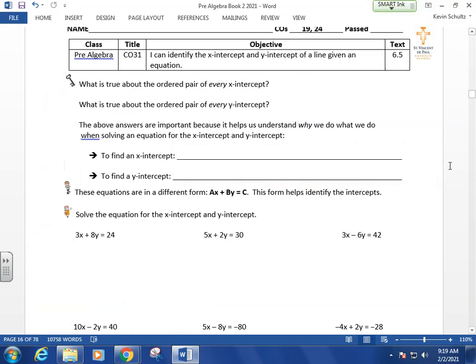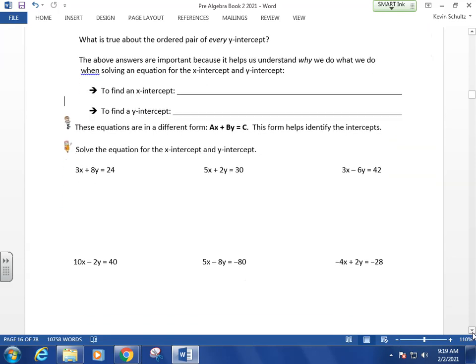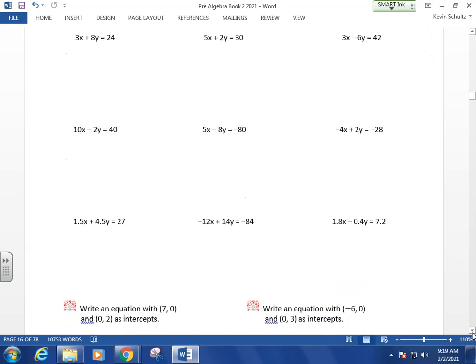Let's look at the second one there. 5x plus 2y equals 30. Okay. To find the x-intercept first, we'll be setting y equal to 0 in the equation and solving. 5x plus 2 times 0 equals 30. We like this because that 2 times 0 cancels out, and we're left with 5x equals 30.